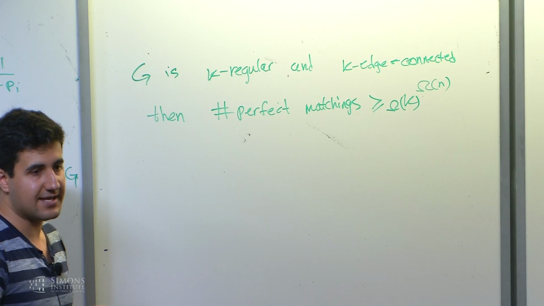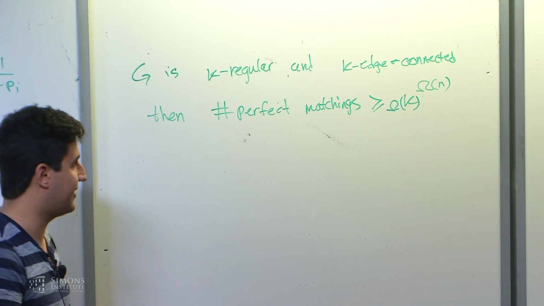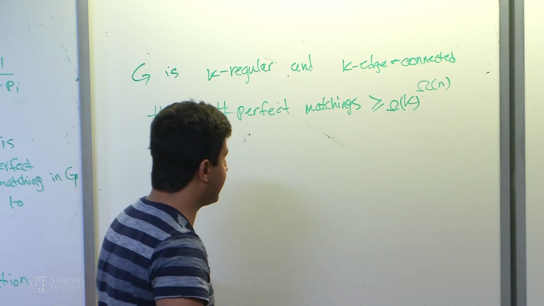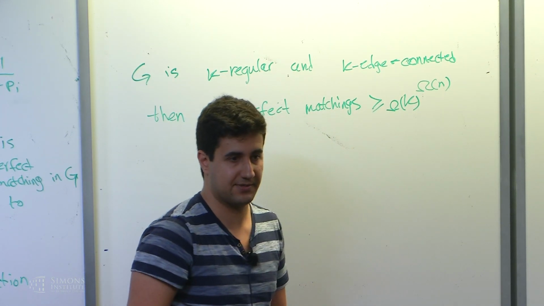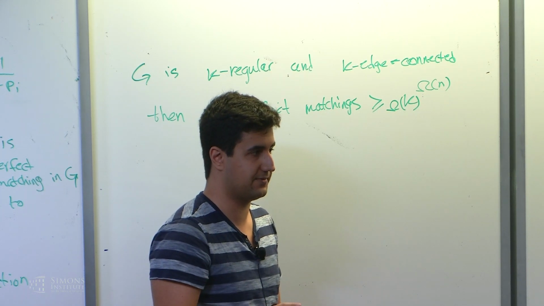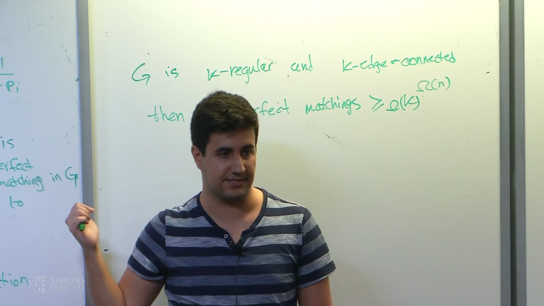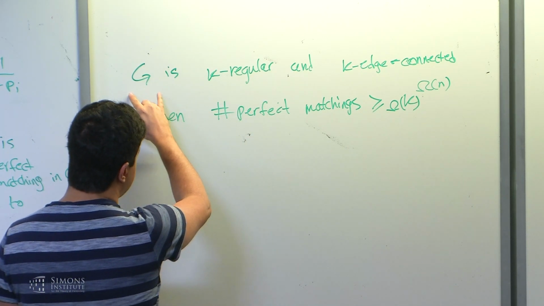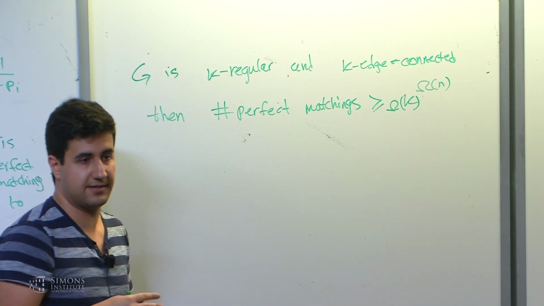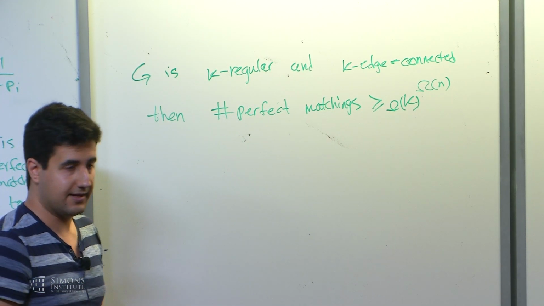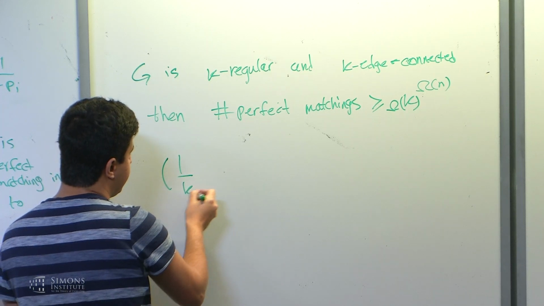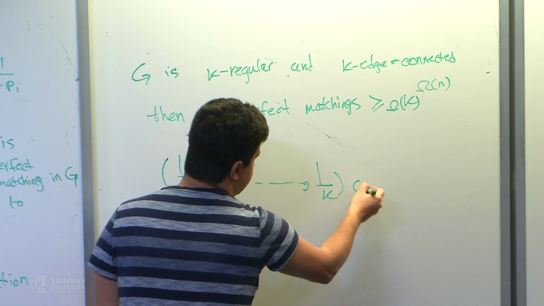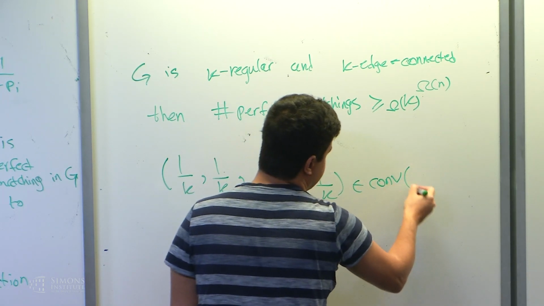This has been proved for K equals 3, where you get at least an exponential number of perfect matchings. But the general conjecture for general K is still open. And why is this related to this fact? It turns out that if your graph is K-regular and K-edge-connected, the fractional point, 1 over K and so on, is inside the convex hull of all perfect matchings.